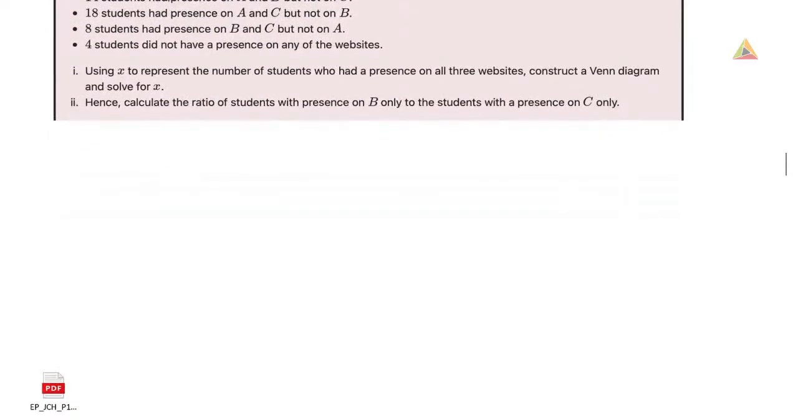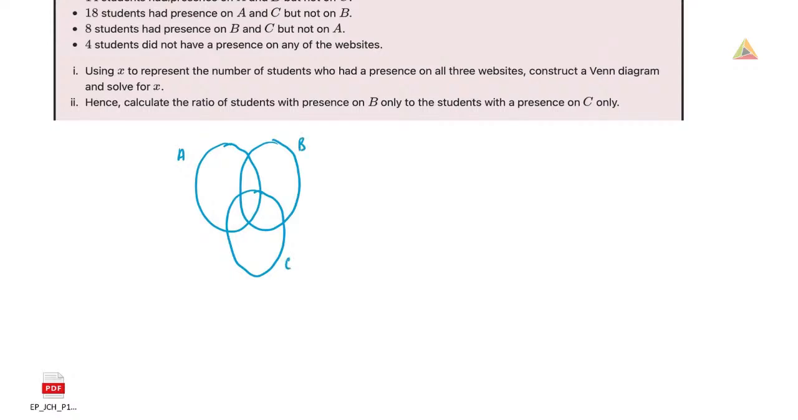So we're going to draw a Venn diagram here, but we're going to draw 3 circles to represent A, B and C. So you draw it like so, and I'm going to label it A, B and C. And I'm also going to draw a box around it. That's really important as well. So you draw a box around your Venn diagram.